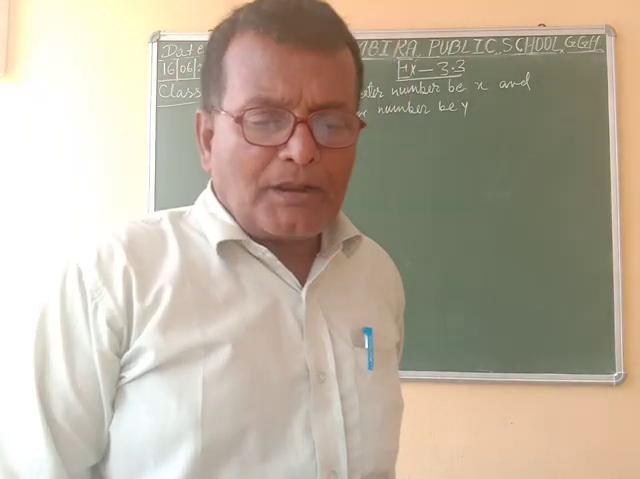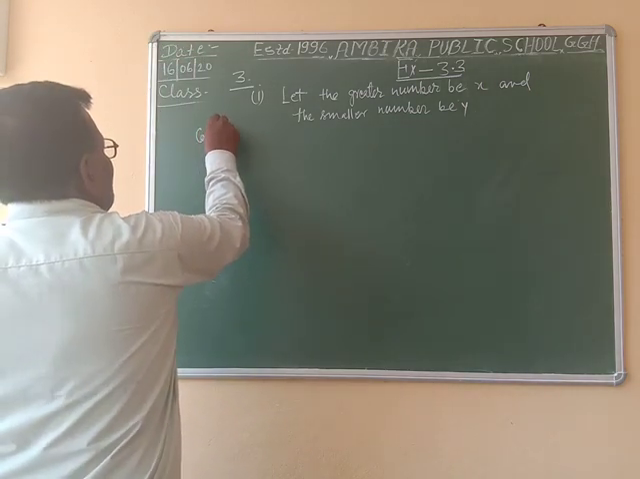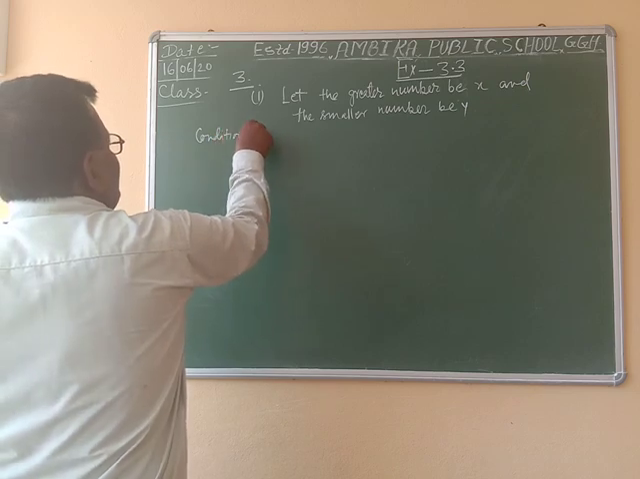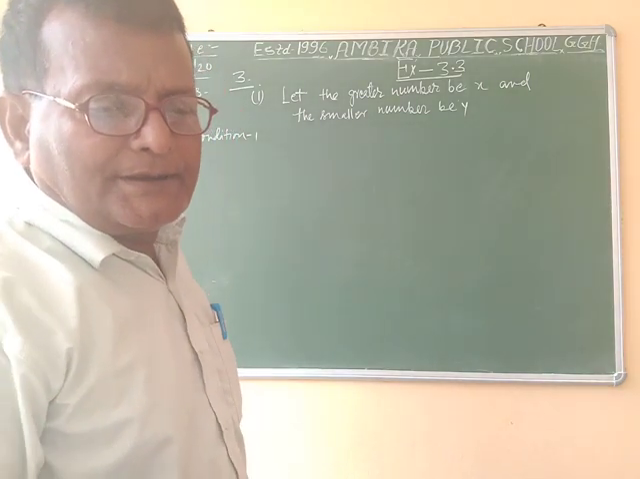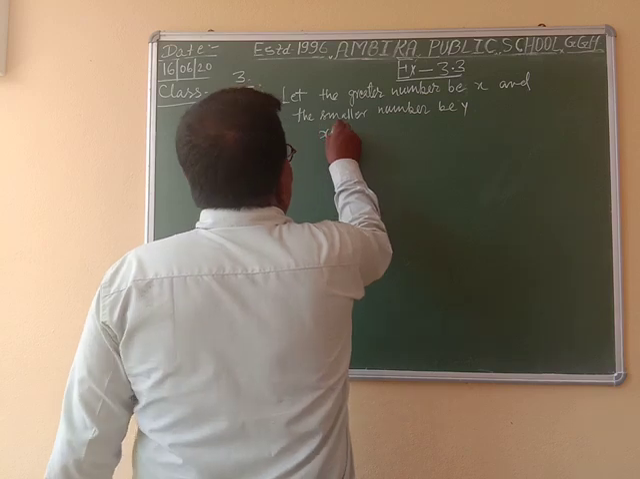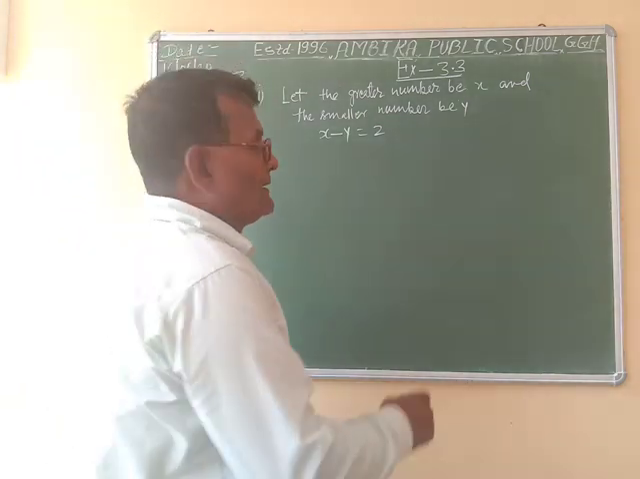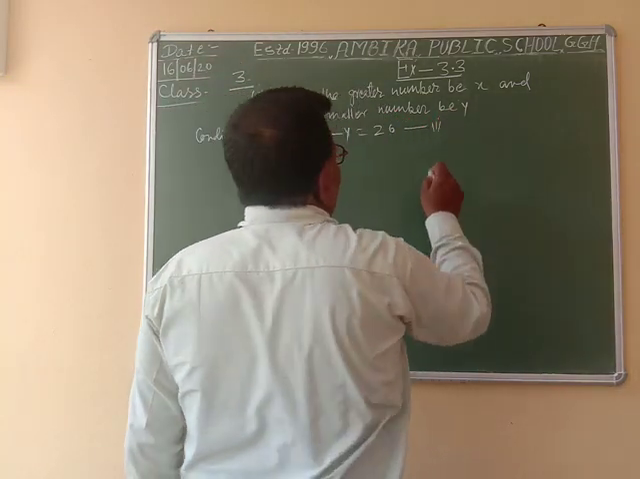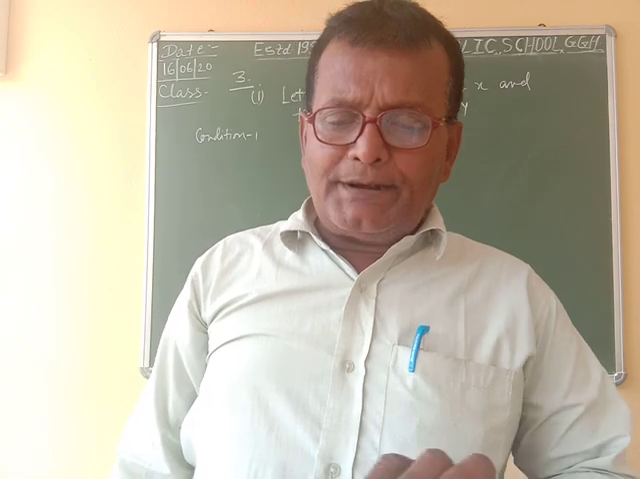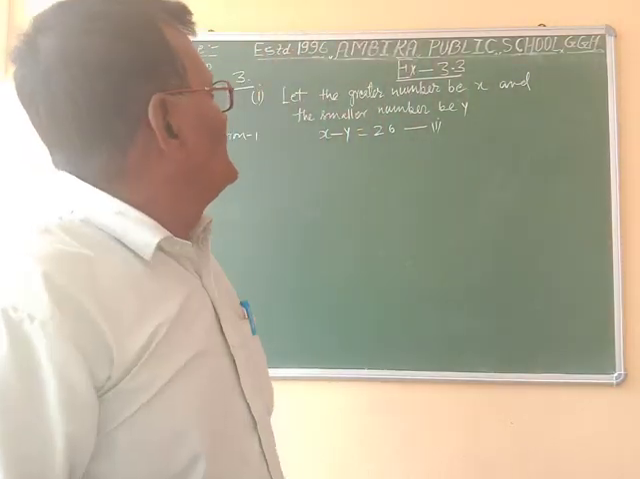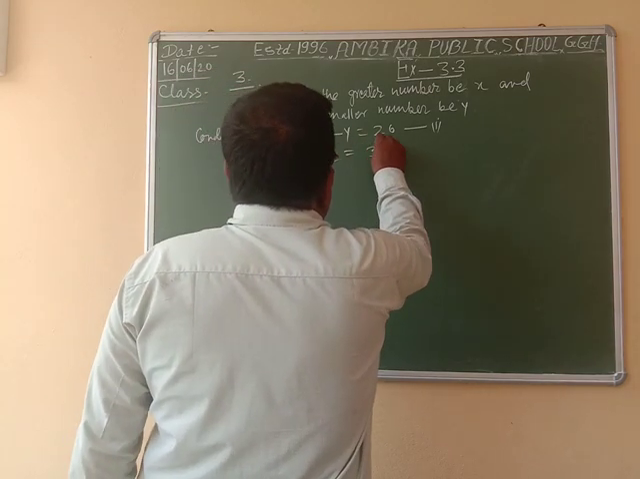Two conditions. From condition 1, we are given the difference between two numbers is 26. So x minus y is equal to 26, equation 1. From condition 2, one number is 3 times the other. One number x is equal to 3 times the other, 3y.